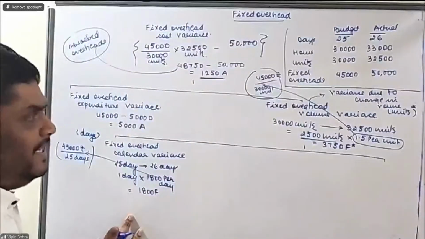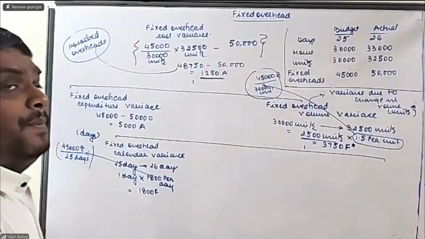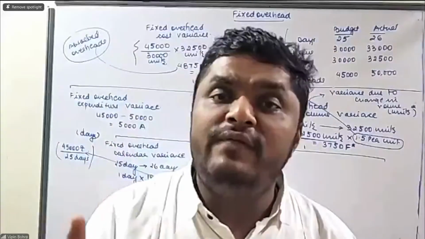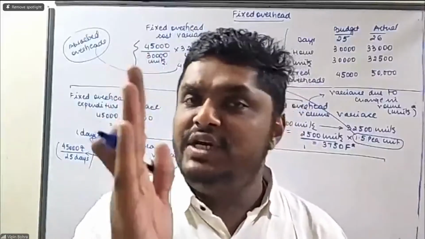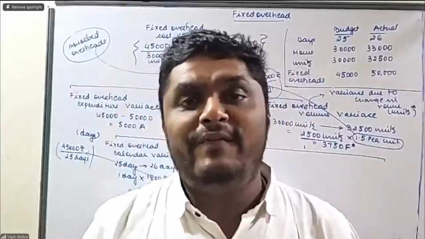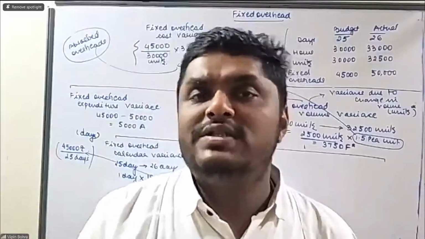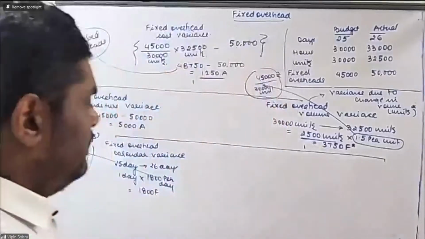Herein in calendar variance also, we were supposed to work for 25 days only, but we actually worked for 26 days. One day extra we worked. Forget about efficiency or inefficiency. Just think straight away from a days perspective: you were supposed to work for 25 days, but you did a great job and worked one day extra. So it's a good sign for the company, so the variance will be favorable.